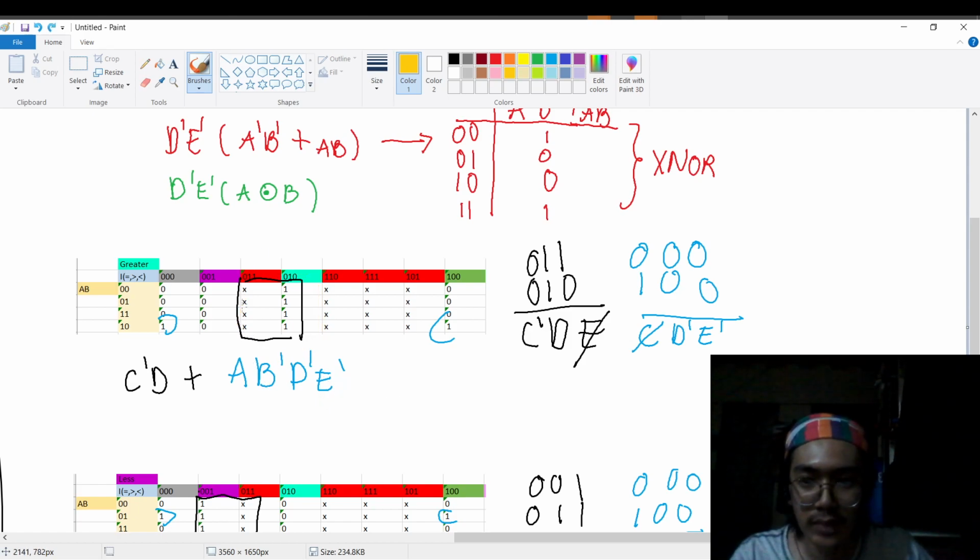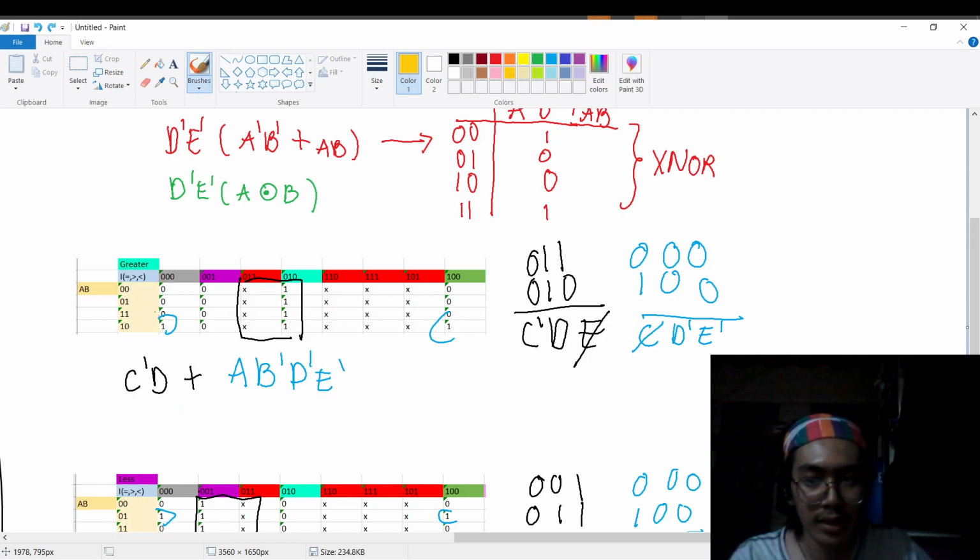Looking at the inputs for A and B, we can see that A and B change. So we just cancel A and B, and we look at the CDE. Right here, this is the black part: 0, 1, 1 for column 3, and 0, 1, 0 for column 4. We compare them, and we can see that E changed from 1 to 0. So we cancel that out, and what remains is the C prime D.